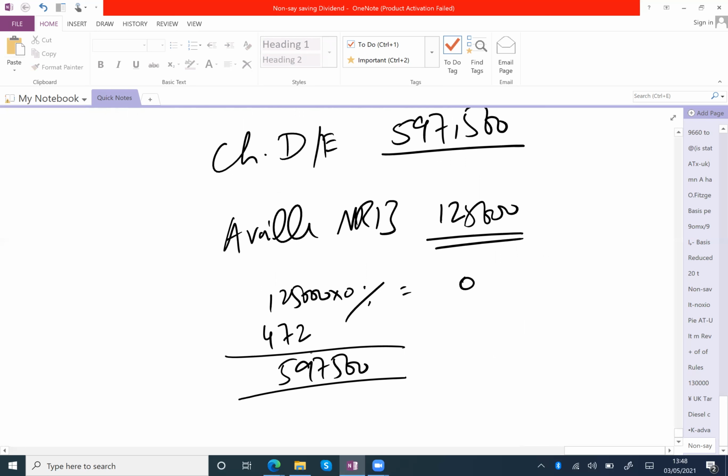I think this one is 472,500. You can check at the rate of 36%. Now reduced rate is available, so it is 170,100.